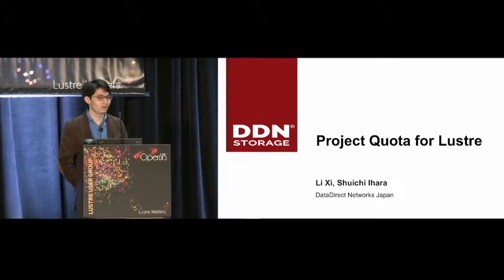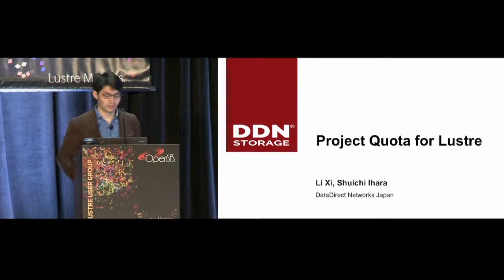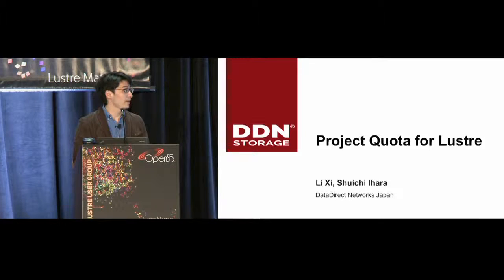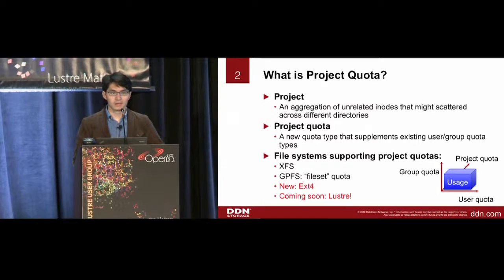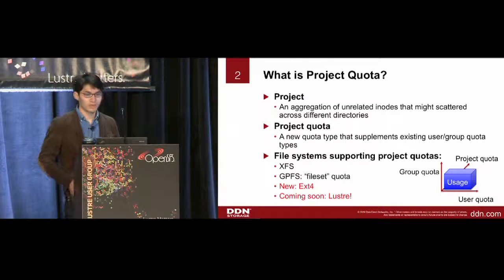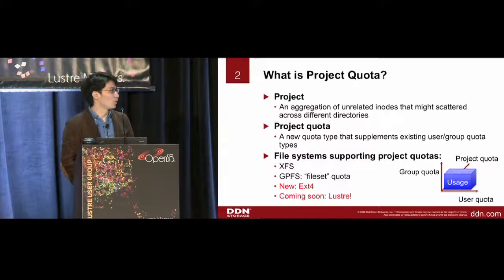Hello, everyone. I'm Lee from DDN, and now I'd like to talk a little about what DDN has done on Project Quota for Lustre. So the first question is, what is Project Quota? Well, Project Quota, of course, is a quota project. And the project is an aggregation of unrelated inodes that might scatter into different directories. And Project Quota is a new quota type. We know that we already have user quota and group quota, and Project Quota is a new quota type, which is different from user quota or group quota.